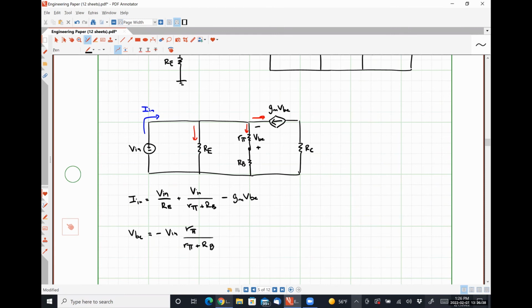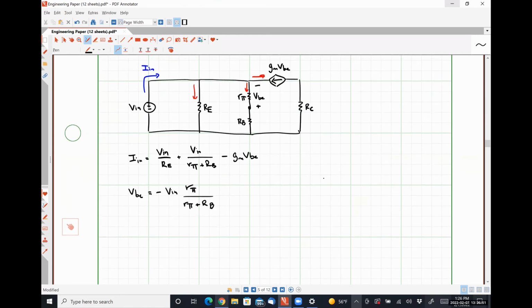So if we substitute that relationship in here, we're going to get IN is equal to VN multiplied by 1 over RE plus GM R pi over R pi plus RB.